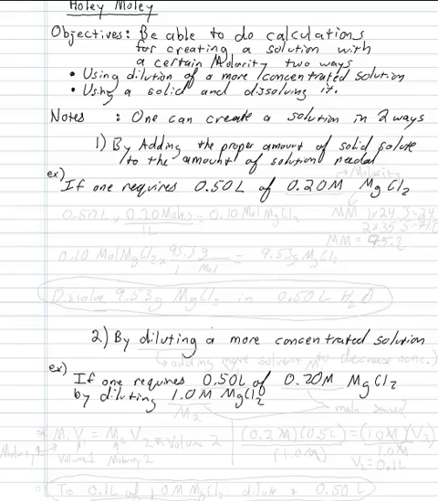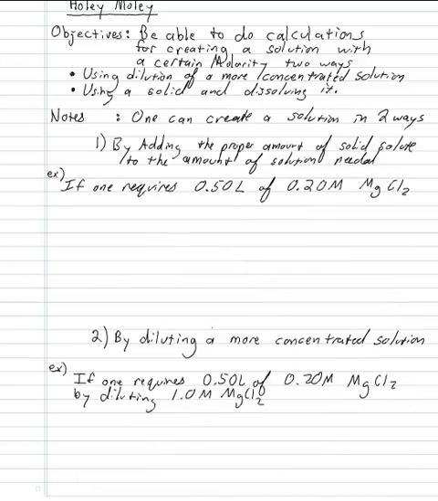Hey guys, in this lesson we are going to figure out how to calculate solutions that we need in a couple of different ways. One by diluting a concentrated solution, and the other by adding the correct amount of solute to the amount of solution. So the first one we are going to talk about is by adding the proper amount of solute required to the amount of solution needed.